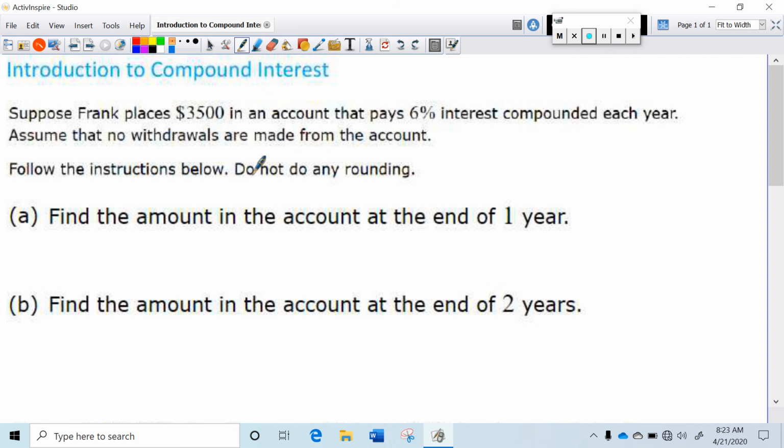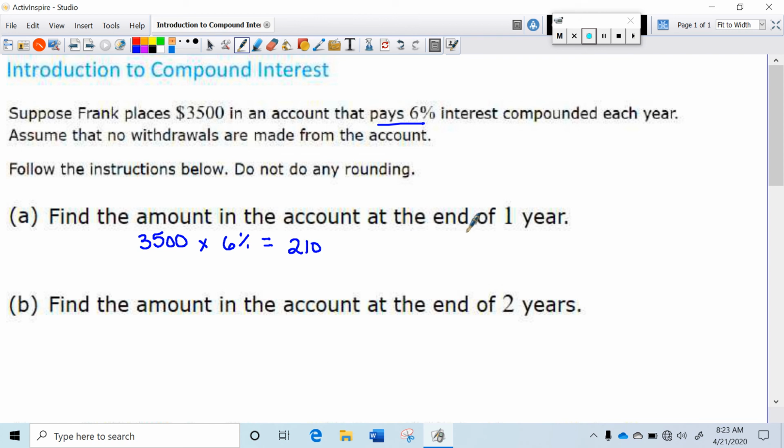So Frank started with $3,500, but it's paying 6%. So you've got to start by multiplying that to see how much extra money the bank's going to give him, the interest, for keeping the money in the account. So 3,500 times 6% is $210.